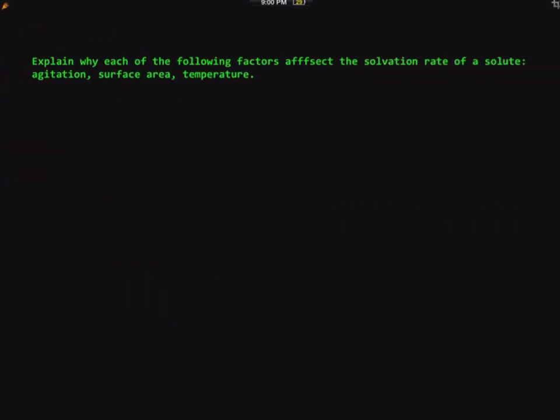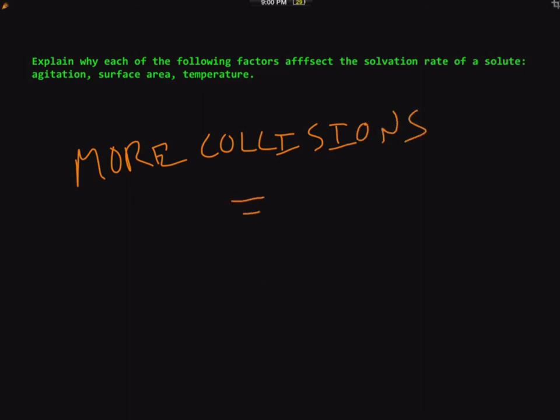Why do these factors affect the solvation rate of solute: agitation, surface area, and temperature? They basically all come from the same thing. More collisions equals faster solvation. All right, so how do each of these do that?